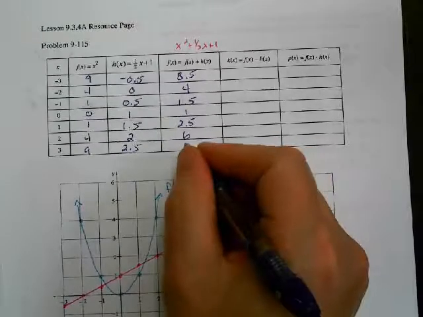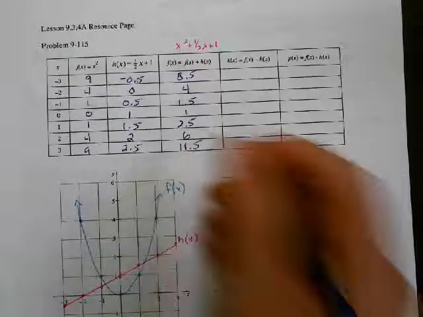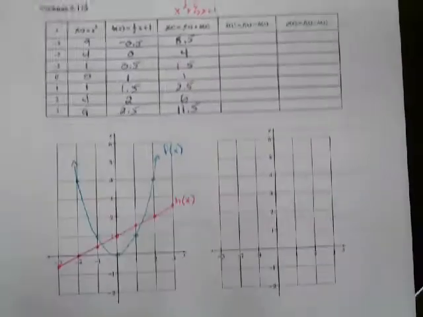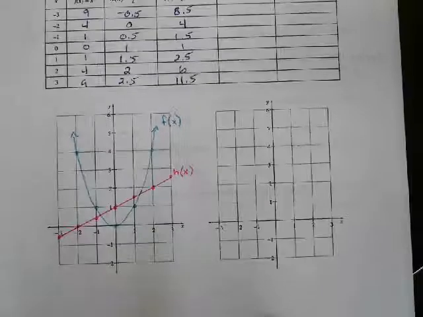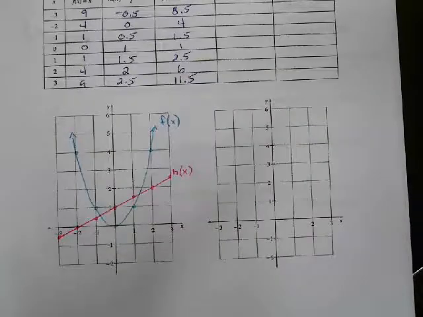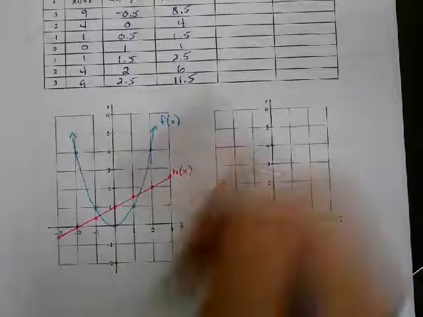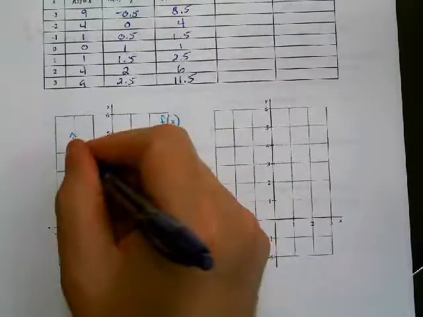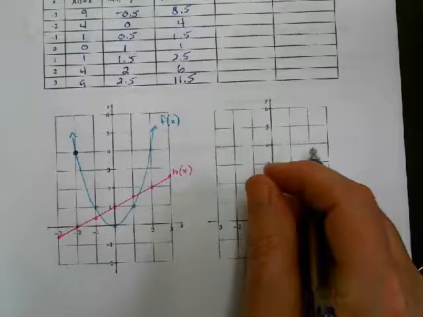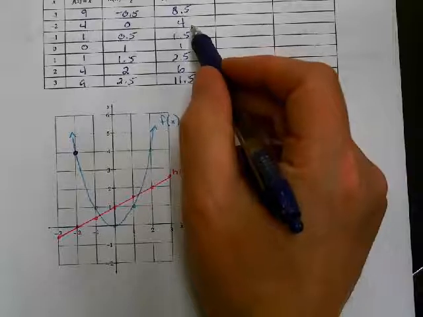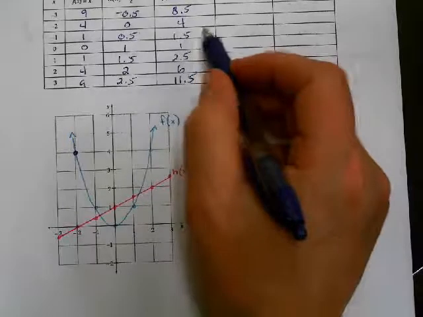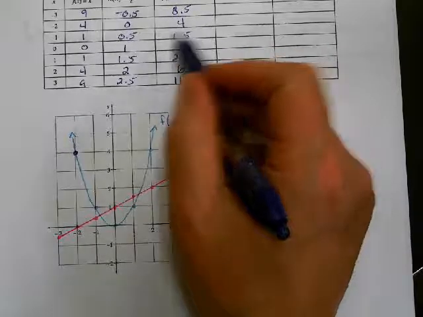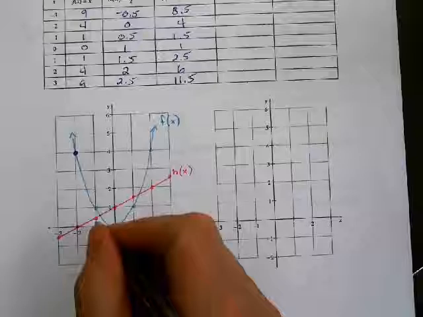All right, let's graph j of x and see where that gets us. So -3, 8.5, that doesn't fit, so we won't graph that. Next one would be -2, 4. So -2, 4 goes right there. Next one is going to end up being -1, 1.5. That'd be right here.